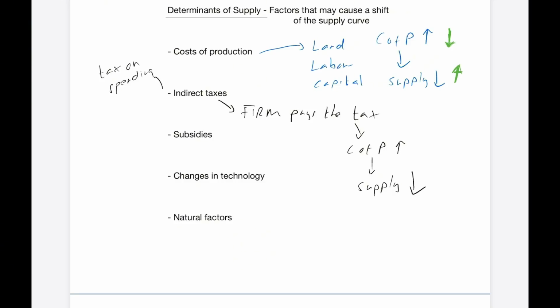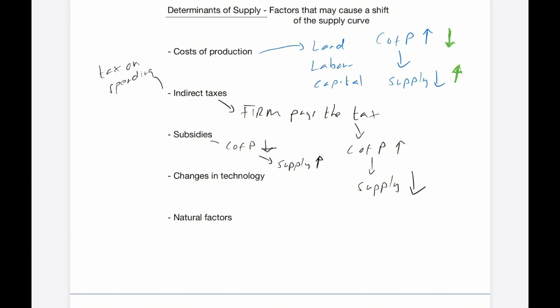But basically, if the government gives a firm a subsidy, okay, it means that the cost of production decreases for the firm. The firm is receiving money from the government, therefore, the cost of producing the product will decrease. And as a result, if the cost of production decreases, then firms are going to be more willing and able to supply products. So, therefore, supply will shift to the right, and there will be an increase in supply, an outward shift of the supply curve.